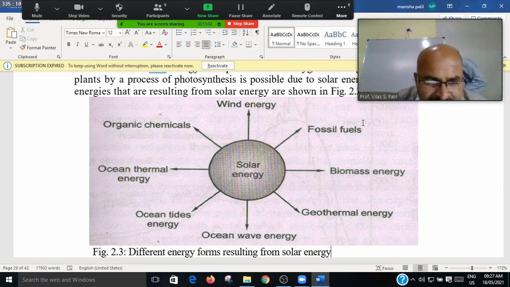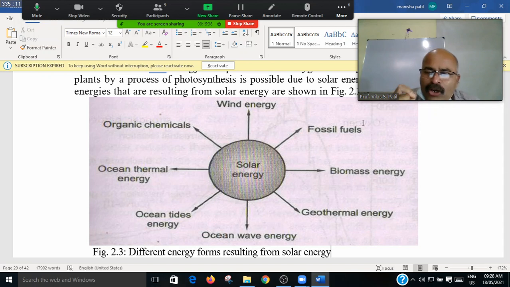Okay, friends. Solar energy is the central part, and due to solar energy, different things occur. There is biomass energy due to the process of photosynthesis. Geothermal energy is due to temperature, that is, the temperature of water in the ocean increases. That is the part which was produced due to solar energy. Ocean wave, I just explained here.